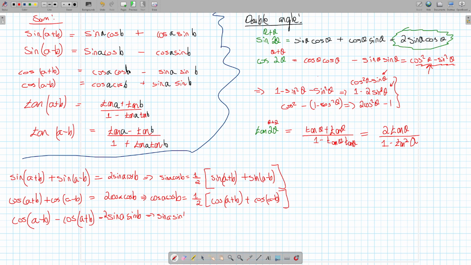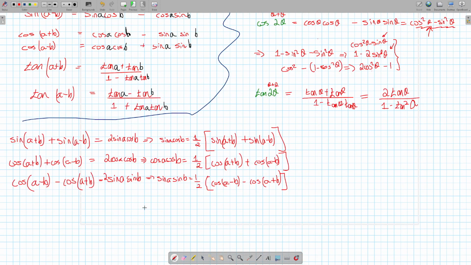Sine a sine b is equal to half of cosine a minus b minus cosine a plus b. Other people write it like this: they take this negative out, and they write sine a sine b is equal to negative 1 over 2 times cosine a plus b minus cosine a minus b. These are the same thing. I just took a negative outside.